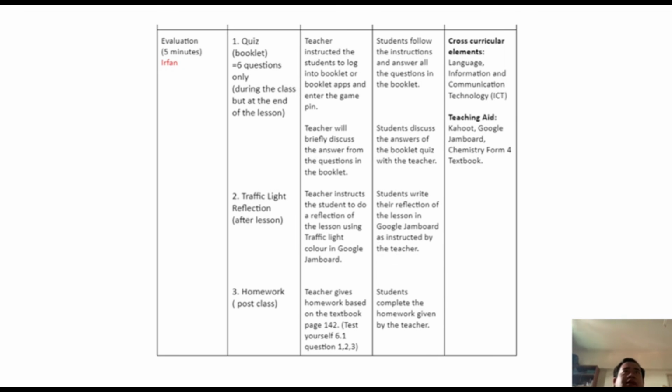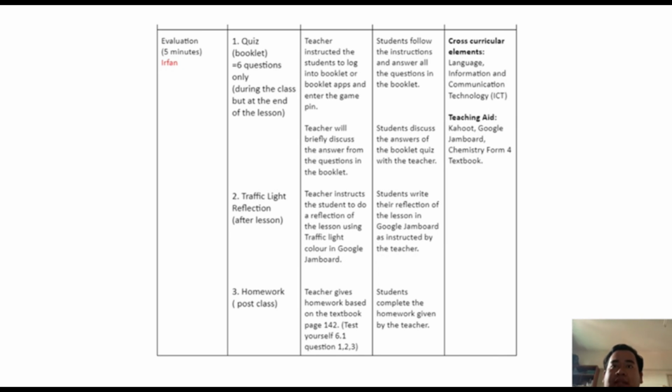This is one of the elements of pembelajaran abad ke-21. We will instruct the students to do a reflection of the lesson using traffic light colors in Google Jamboard. Let's say they can understand well about the lesson, they can use the green sticky notes. Let's say if students slightly misunderstand the lesson, they can use the yellow sticky notes. And if they still have difficulty understanding the lesson, or maybe they cannot understand the lesson, they can use the red sticky note.